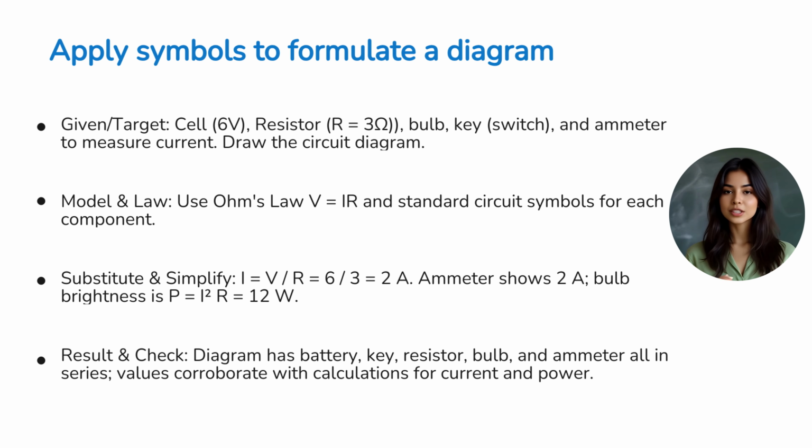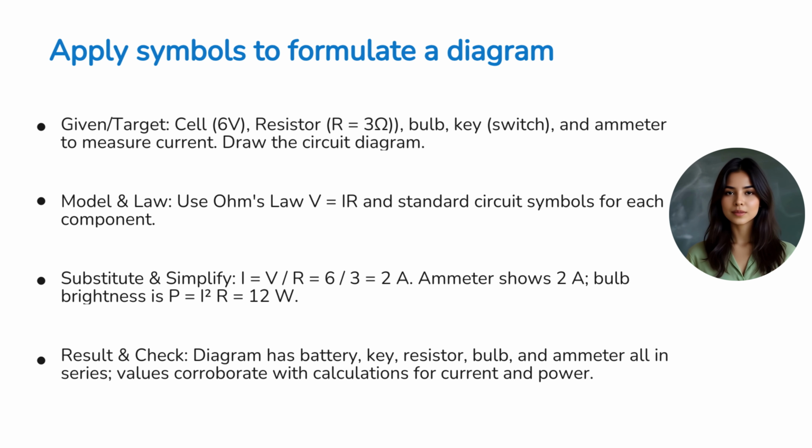Suppose you have a cell rated 6 volts, a resistor of 3 ohms, a bulb, a key which acts as a switch, and an ammeter to measure current. Your task is to draw the circuit diagram connecting all these. To solve this, we use Ohm's law, which states voltage equals current times resistance. Rearranged, current equals voltage divided by resistance. Substituting the values, current I equals 6 volts divided by 3 ohms, which equals 2 amperes. So, the ammeter in the circuit will show 2 amperes flowing.